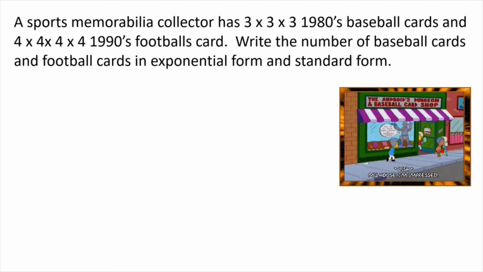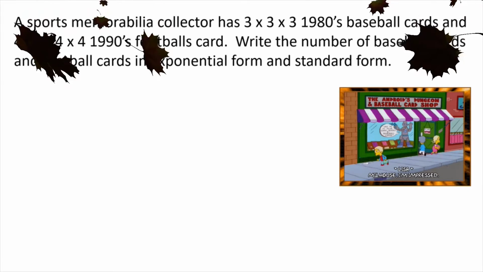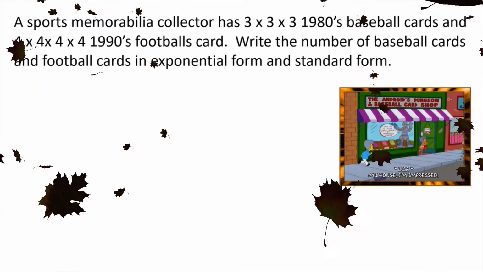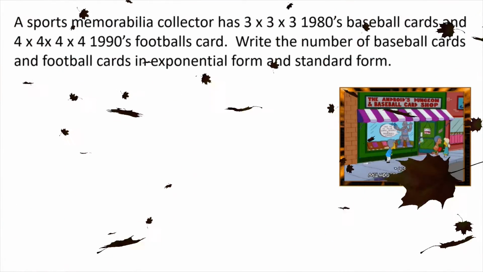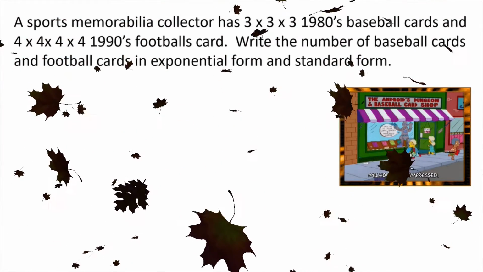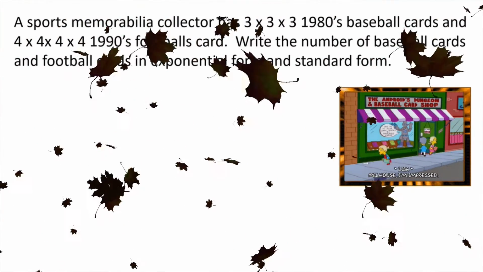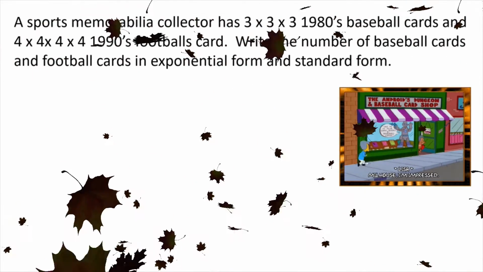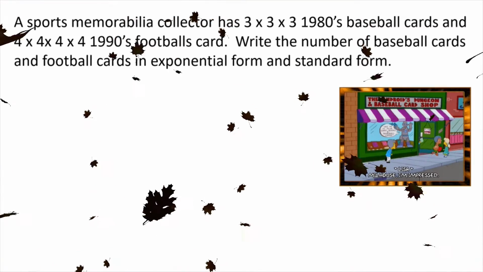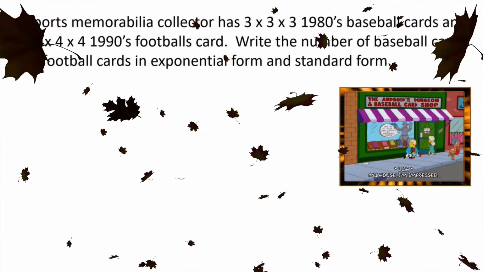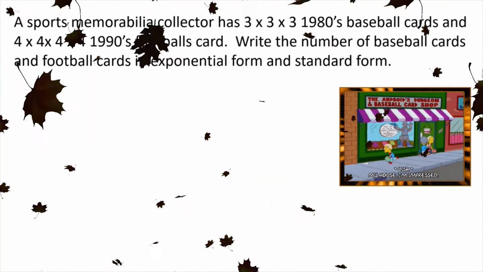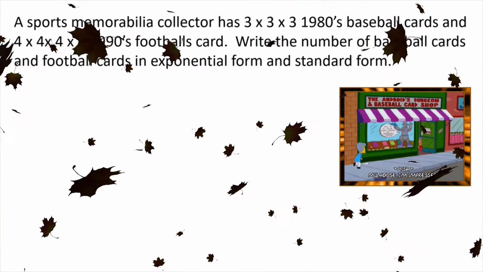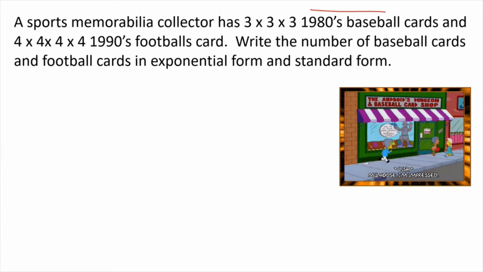Here's the word problem for today. A sports memorabilia collector has 3 times 3 times 3 1980s baseball cards and 4 times 4 times 4 times 4, I believe, 1990s football cards. Write the number of baseball cards and football cards in exponential form and standard. The first thing I want to do is start off in standard form. So I'm going to set it up. Memorabilia cards, I have my numbers, and I'm classifying 1980 cards with 1990 cards.